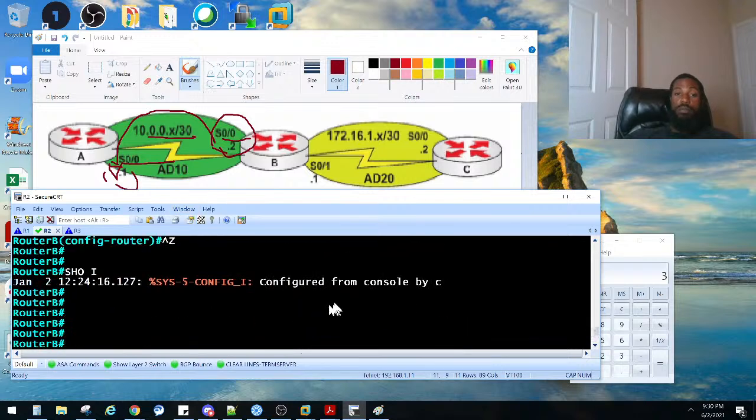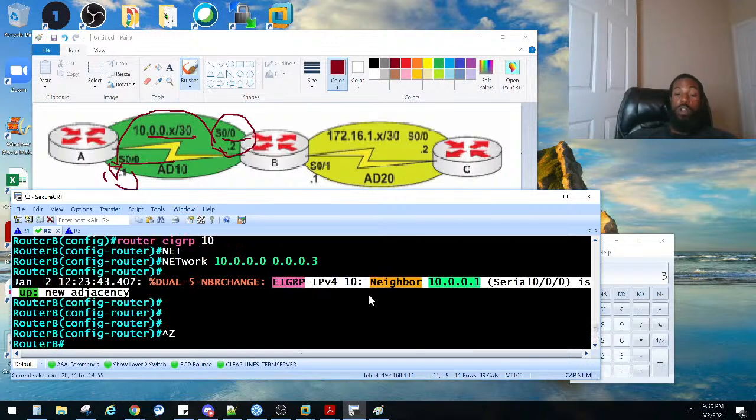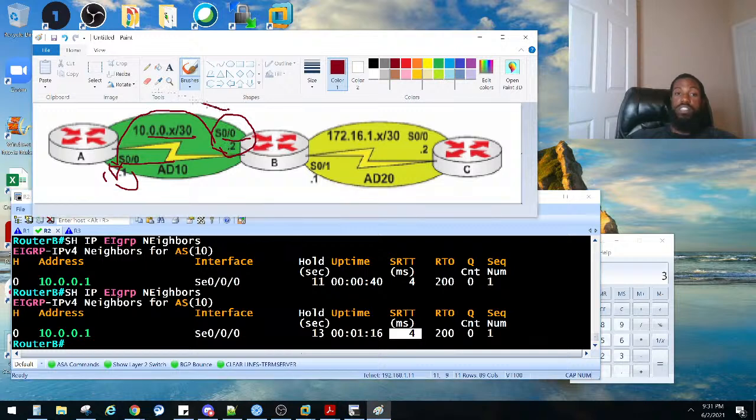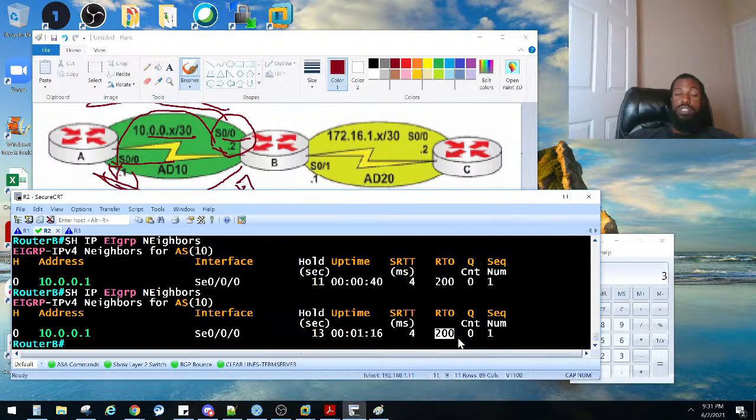Remember when this came up? When I said, oh, look, it came up. It's been 1 minute and 16 seconds ago, right? This is the smooth round trip time. Milliseconds is 4. Basically, how long it takes for the message to come and come back, right? Or I guess come in and come back. EIGRP messages specifically. RTO is, I think, the retransmission timeout. This is the queue count, and this is the sequence number, right?